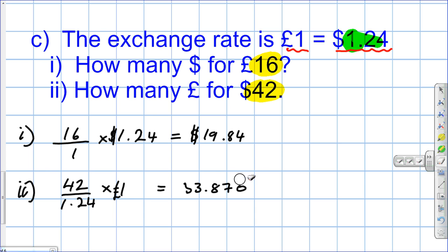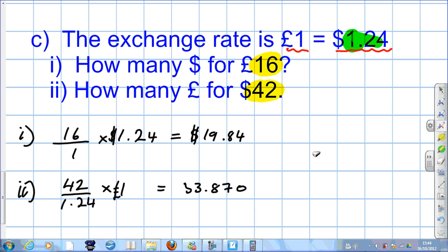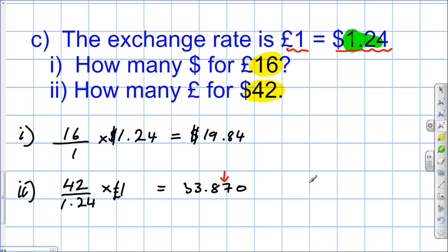So my arrow goes above here. So I'm only interested when I cross out all the other figures as to what is the first one crossed out. Well, the first one crossed out is 0. Now, if you remember from earlier, that means we don't change this last figure. So the answer is 33.87, and the units would be pounds.